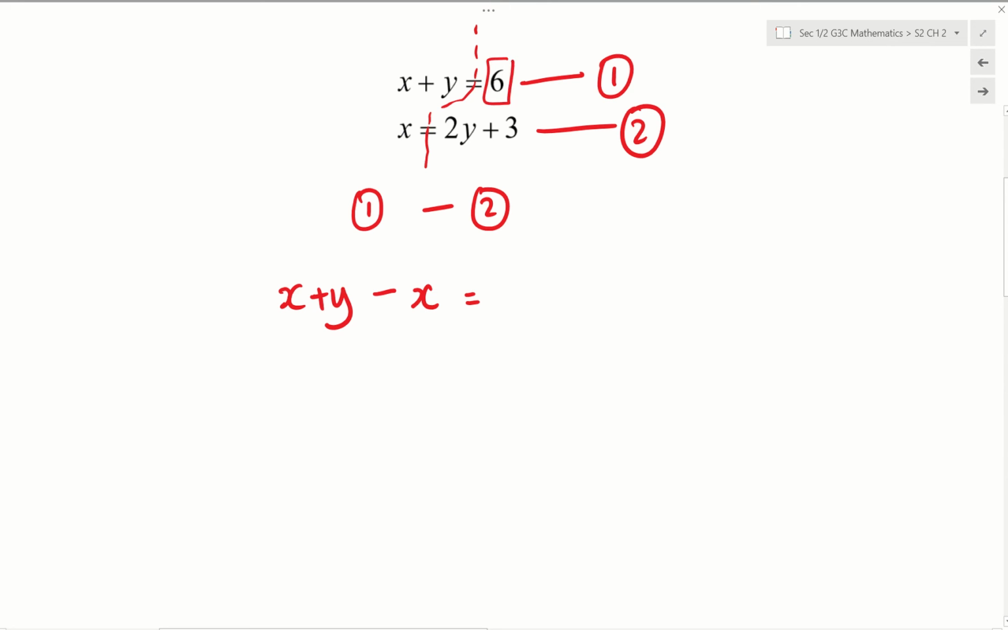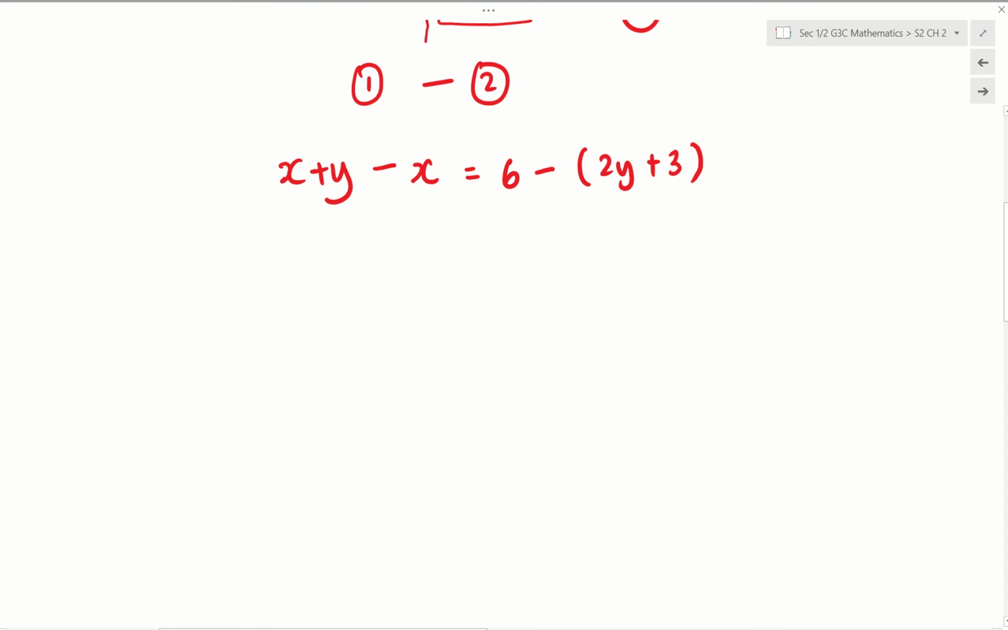On the right hand side of equation 1 is a 6. Copy that down. On the right hand side of equation 2, we have 2y plus 3. It is extremely important that we put on the correct sign and brackets over here. Because if you do not have the brackets, then you end up with 6 minus 2y plus 3. With the brackets, it becomes 6 minus 2y, then when you expand it out, you get minus 3.